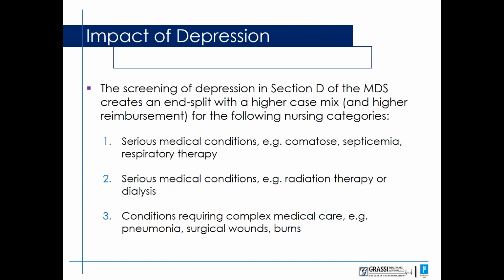Then capturing the screen for depression on section D can give you what they call an N split, which means it's a decision point. If you have that category with depression, there's a certain case mix and a rate, and if you have that category without depression, there's a lower case mix and a rate. So these are the three areas where section D becomes important from a reimbursement point of view.